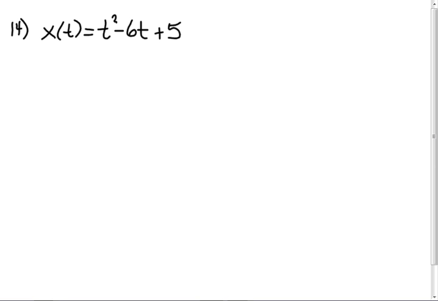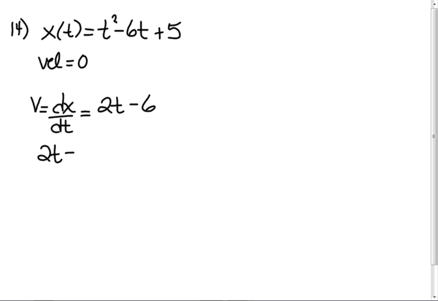Okay, I want the velocity equal to 0. How do I do that one? Derivative. Because velocity is dx/dt. Now, it's not v of 0. It's v equal to 0. So what's the derivative? This is an easy one. And I want that to be 0.